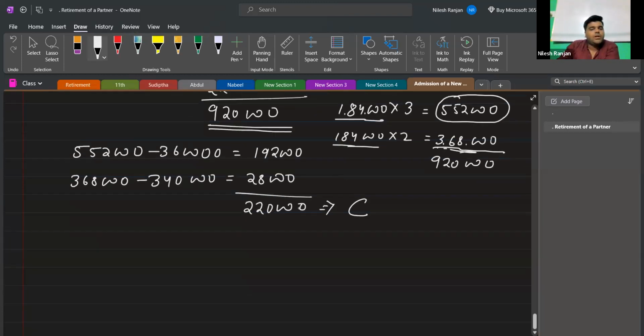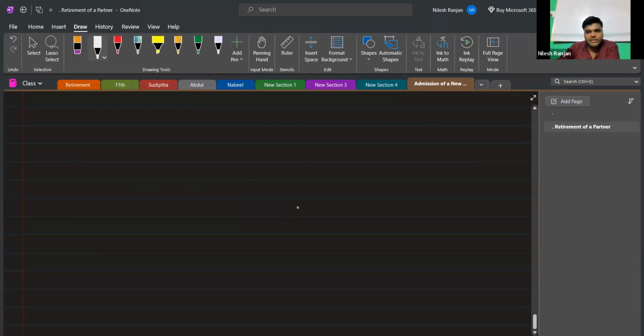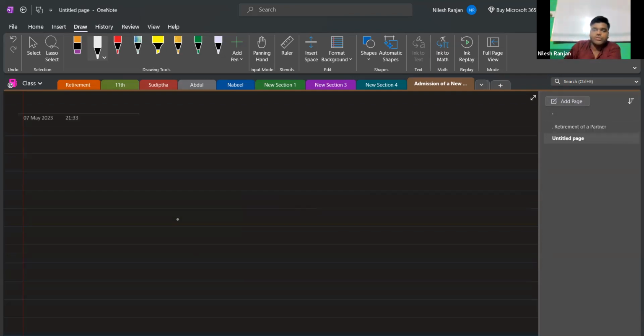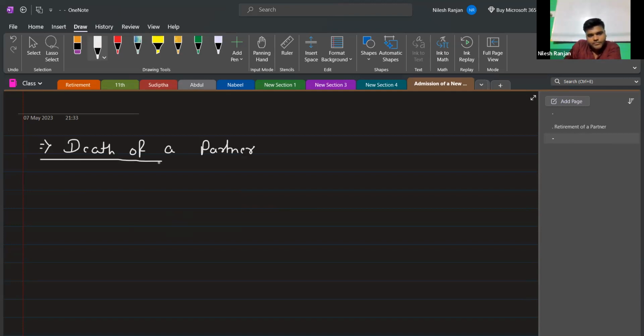Now, after this, there is the last reconstitution concept, that is death of a partner. Actually, the death of a partner chapter is very similar to retirement of the partner. There is only one difference, that retirement can be planned, but death cannot.